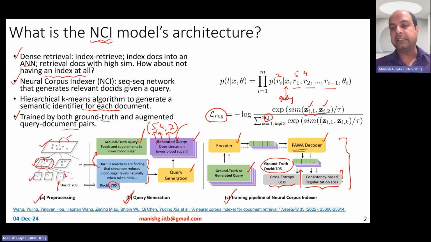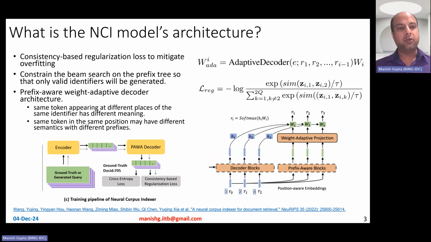It ensures that if you use the same ith sample to generate Z_i1 and Z_i2 using 2 different dropout configurations, their similarity should be higher compared to using a document i along with a document k, another document. Of course, if you use the same sample, its similarity should be higher even when you vary the dropout configuration. But if you have 2 different samples, its similarity should be lower. That's how they define the consistency-based regularization loss, in the hope of avoiding overfitting. So that's what we talked about. It uses that loss to avoid overfitting.